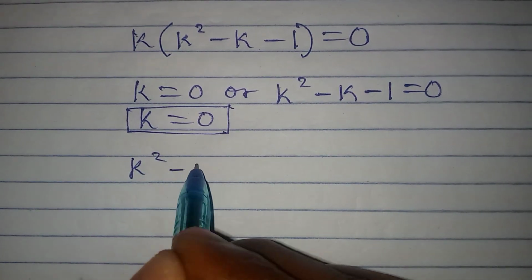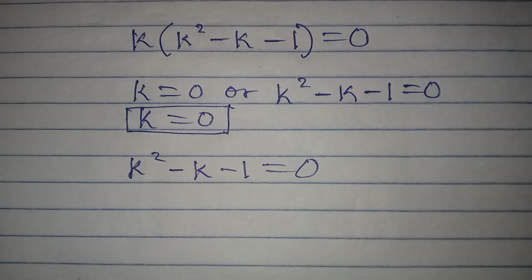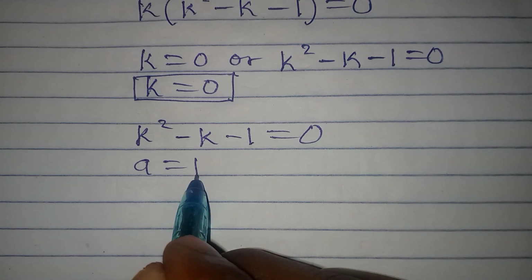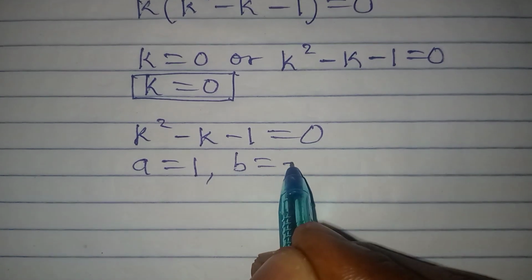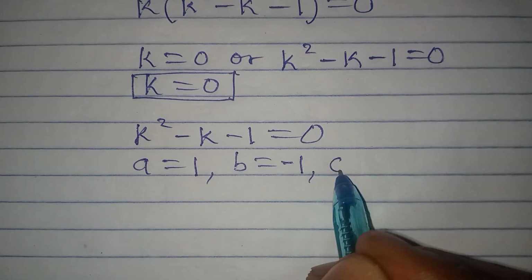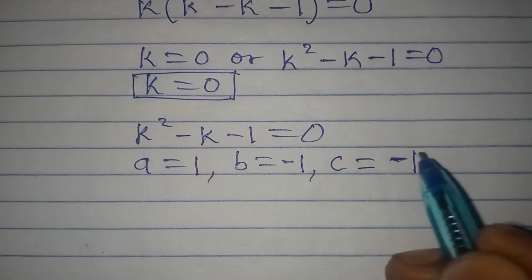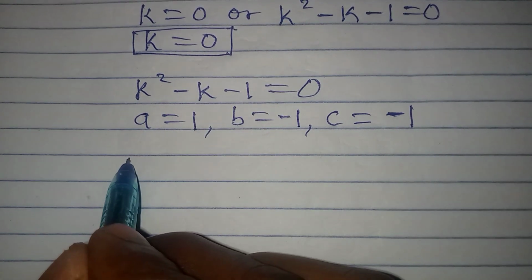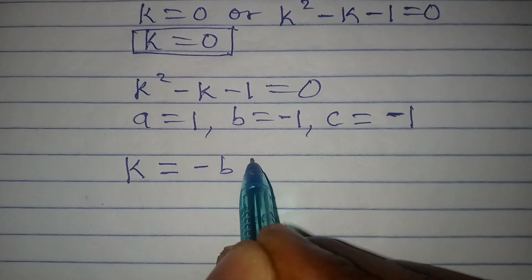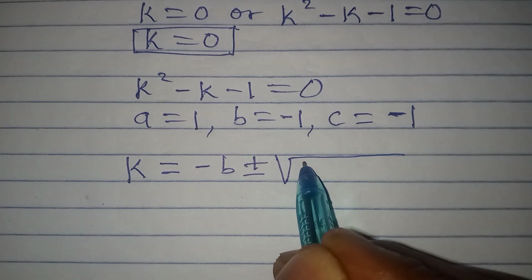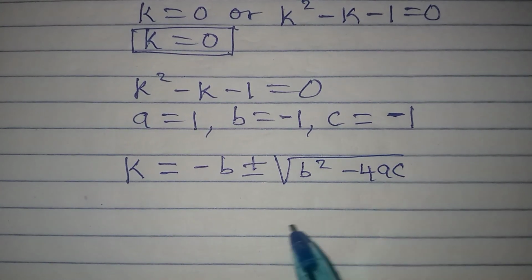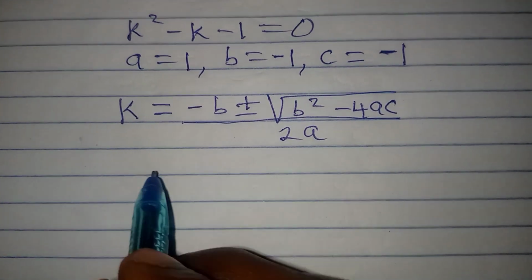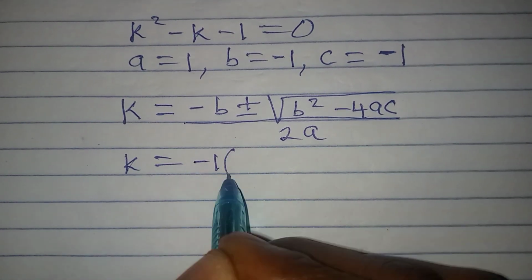We have k squared minus k minus 1 equals 0. This is a quadratic equation, and we are using the formula method to solve this. A is equal to 1, the coefficient of k squared. B is equal to minus 1, the coefficient of k. And c is equal to minus 1, the constant, right? The formula for a quadratic equation is, we are dealing with k, so I'm going to have k equal to minus b, positive or negative, square root of b squared minus 4 times a times c, all over 2 times a. From here, k will be equal to minus 1.